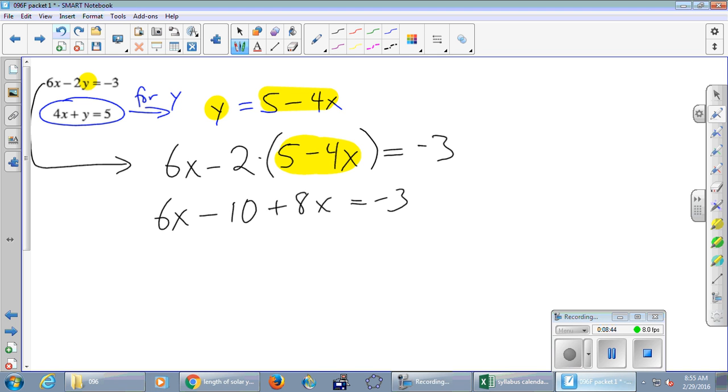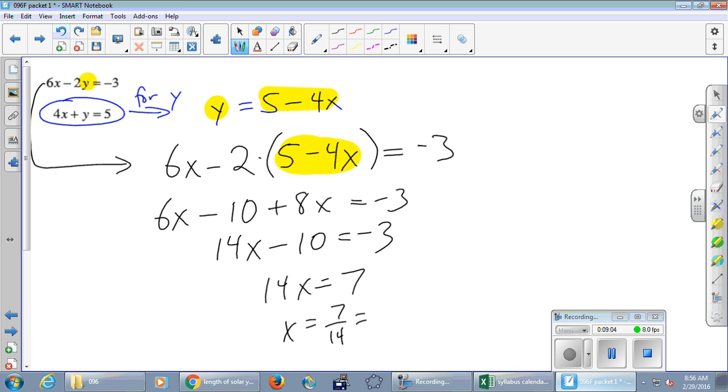Okay, now we'll combine like terms, right? 6x plus 8x, that's 14x. Copy the minus 10 equals negative 3. Add the 10 to the other side. 14x equals 7. Divide both sides by 14. So x equals 7 over 14. Make sure you always reduce your fractions in this class. X equals 1/2.